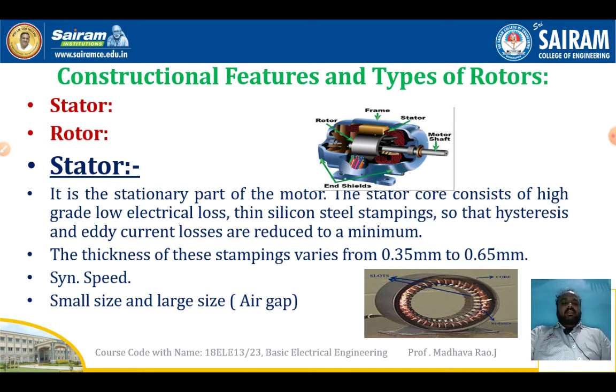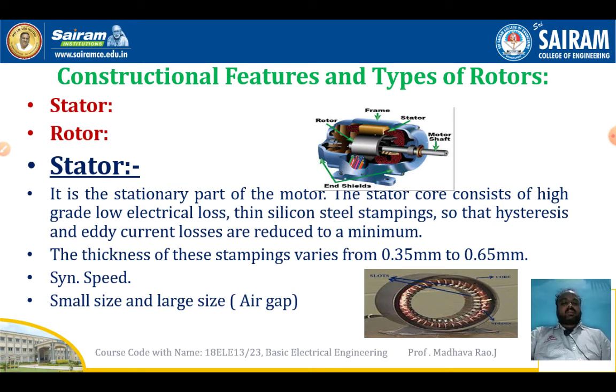So here the stator consists of high-grade, low electrical loss windings. These windings will produce losses, right? Core and copper losses. So how can we minimize the core loss?